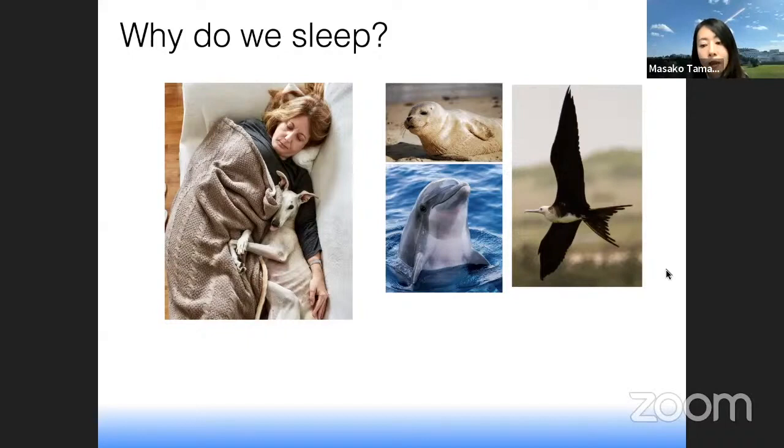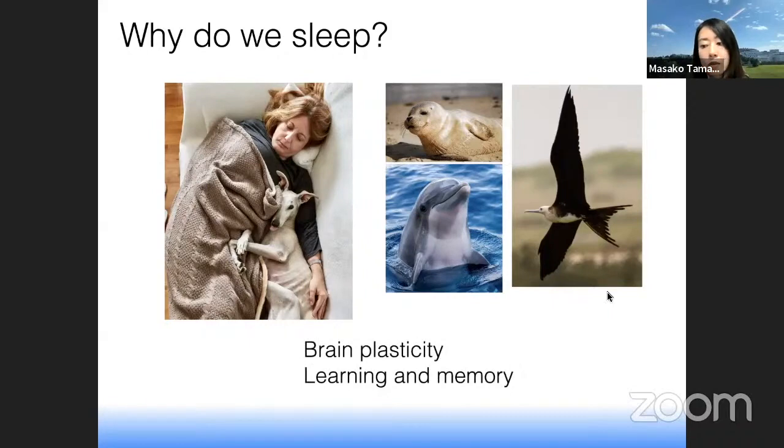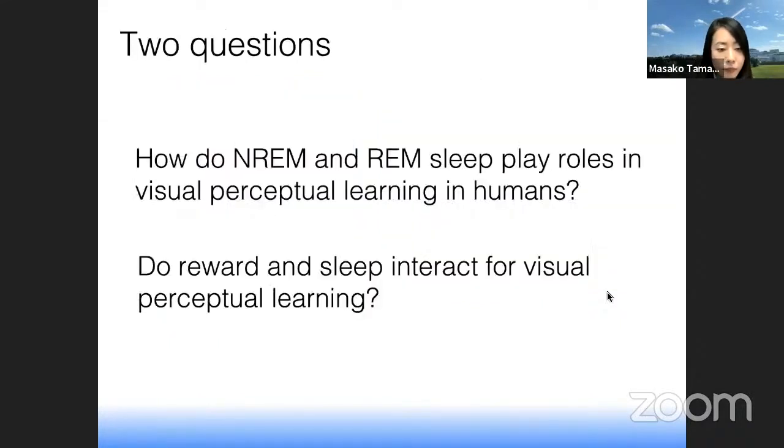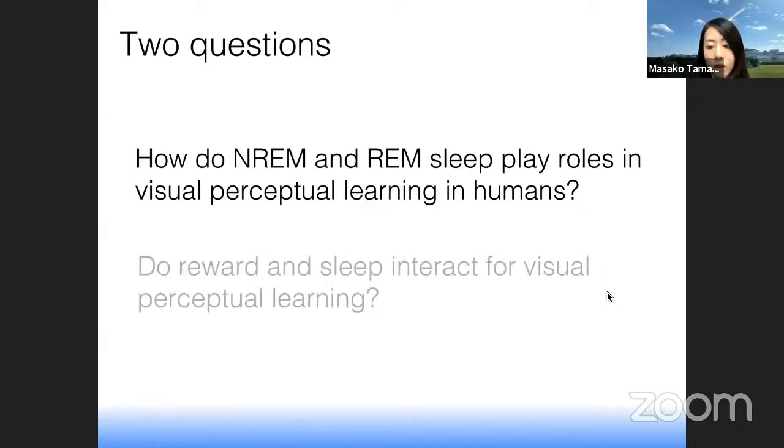Then my question has been, why do we sleep at all? So today in this talk, I'd like to present some results related to how sleep might contribute to the changes in the brain plasticity and learning. Okay, so in this seminar, I'd like to introduce two topics. And I'll start from the first study where we asked how do NREM and REM sleep play a role in visual perceptual learning in humans.